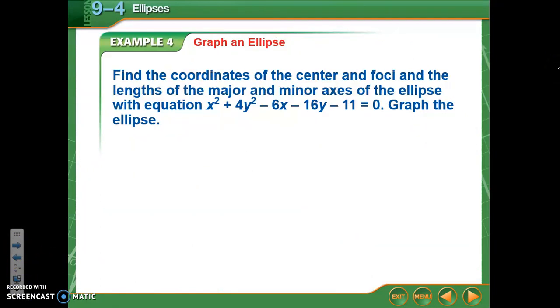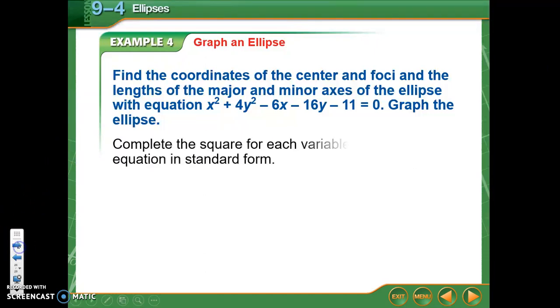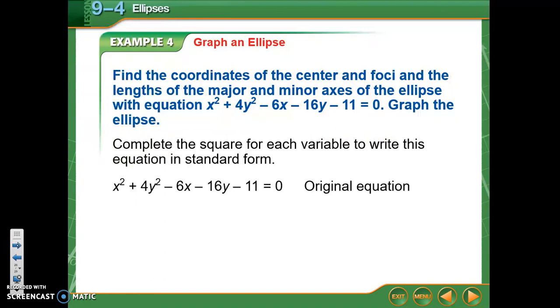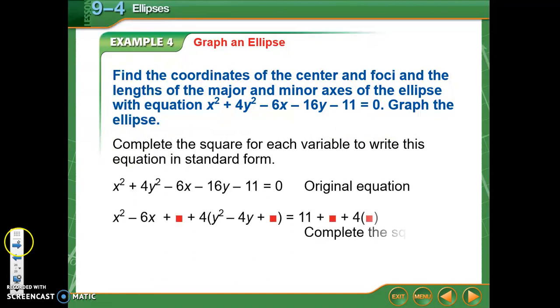Okay, we're going to try to do one more example here. Skip ahead to example 4 because I want to remind us how to complete the square. It's asking for the coordinates of the center and the foci and the lengths of the major and minor axes of this ellipse. This ellipse is not in standard form. I need to complete the square like we've been doing in the last two sections to put it in standard form. So notice I gather my x terms together and I gather my y terms together.